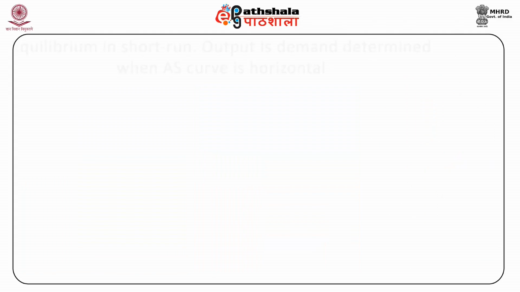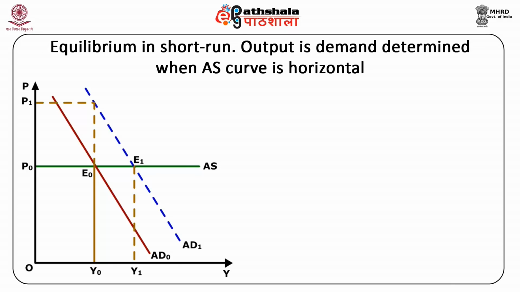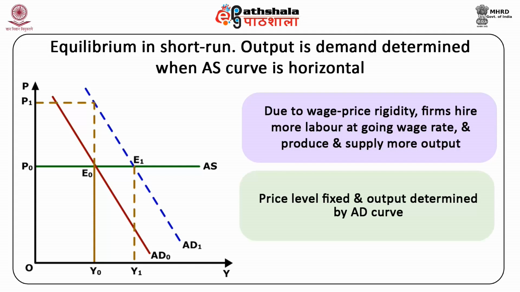the aggregate demand. In the figure, the AS curve is horizontal and AD is as usual downward sloping. Equilibrium is at point E0, equilibrium price level is P0 and output is Y0. If aggregate demand increases to AD1, the price level has to go up to P1. But due to the wage-price rigidity, firms will hire more labor at the going wage rate and produce and supply more output. New equilibrium will be attained at point E1 where output has increased to Y1 without any change in the price level. Thus, the price level is fixed and output is determined by the AD curve.